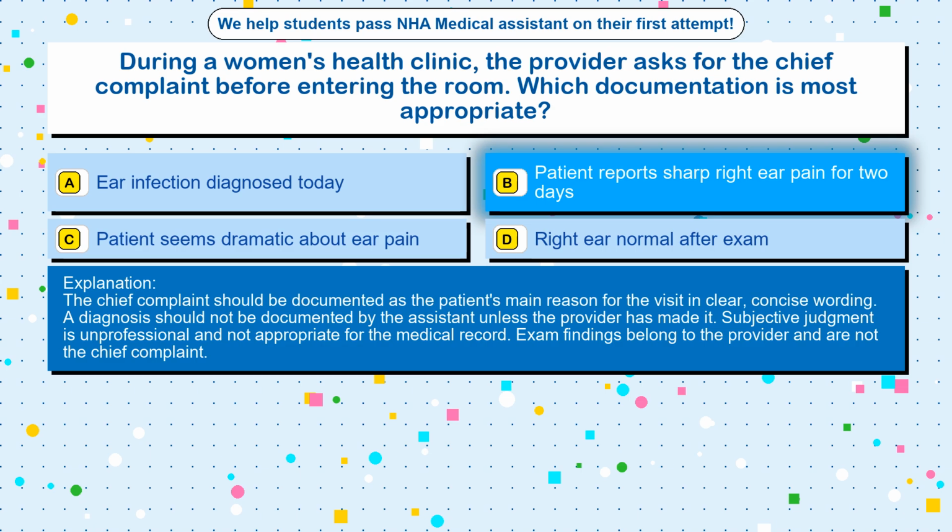The chief complaint should be documented as the patient's main reason for the visit in clear, concise wording. A diagnosis should not be documented by the assistant unless the provider has made it. Subjective judgment is unprofessional and not appropriate for the medical record. Exam findings belong to the provider and are not the chief complaint.